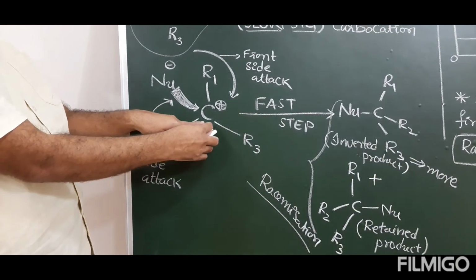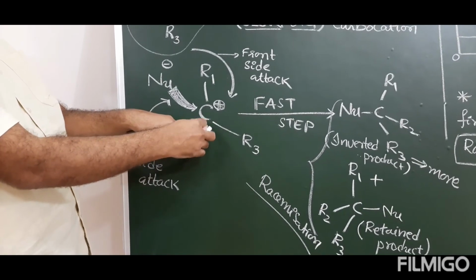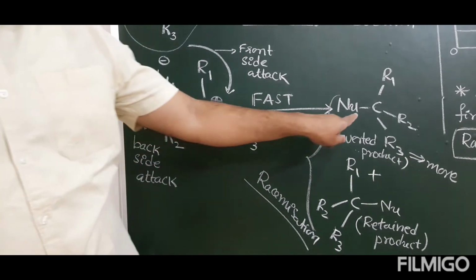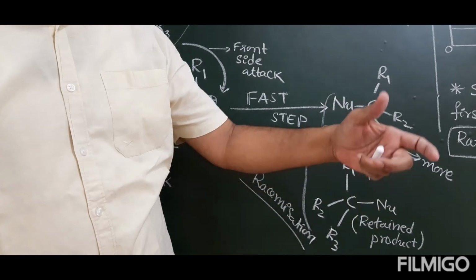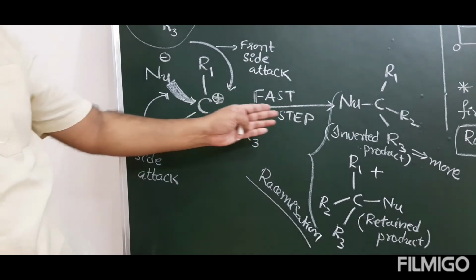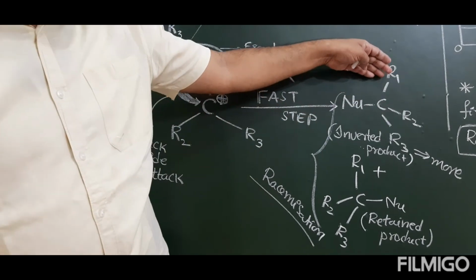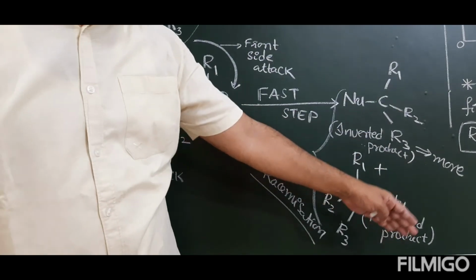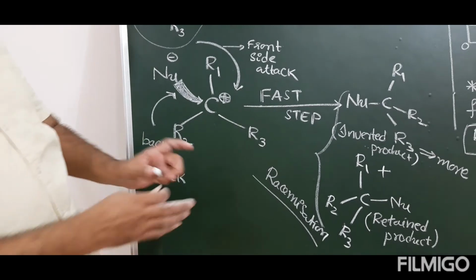Suppose the stability of the carbocation is more, then the inverted and retention products are formed almost in a 1:1 ratio. That means 50% of the inverted product and 50% of the retained product will be formed.